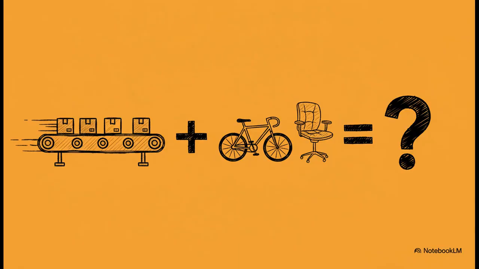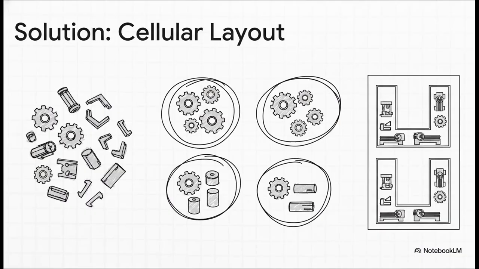Okay, so we've got pure efficiency on one side and pure flexibility on the other. But what if you need both? What if you want the speed of an assembly line, but also the ability to handle some product variety? This is kind of the holy grail for a lot of companies. And this is where the solution gets really clever, the cellular layout.